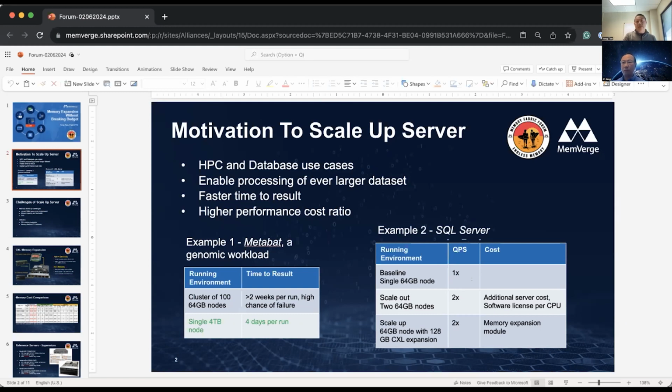Now, with CXL memory expansion, we have another opportunity to scale an individual server. So we can support the same 2x queries per second by just expanding the memory on the existing server. That way we can cut out the additional server costs as well as additional CPU-based software costs. So those are the motivations from an end user standpoint for why we want to do CXL memory expansion to scale up a server.